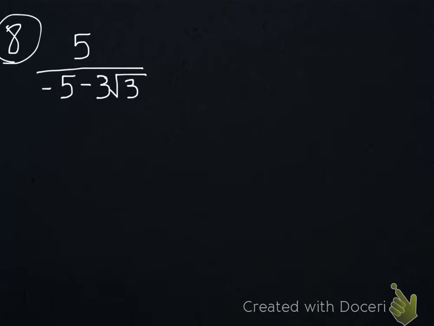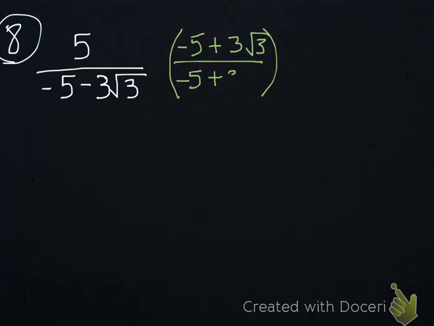Number 8. I have a radical in the denominator. It's a square root. I have to get rid of it and move it to the numerator. But the denominator has 2 terms. This is where we would multiply by the conjugate. Remember, the conjugate is the exact same terms, only now we change the sign. You only change the middle sign. So it becomes negative 5 plus 3 square root 3.